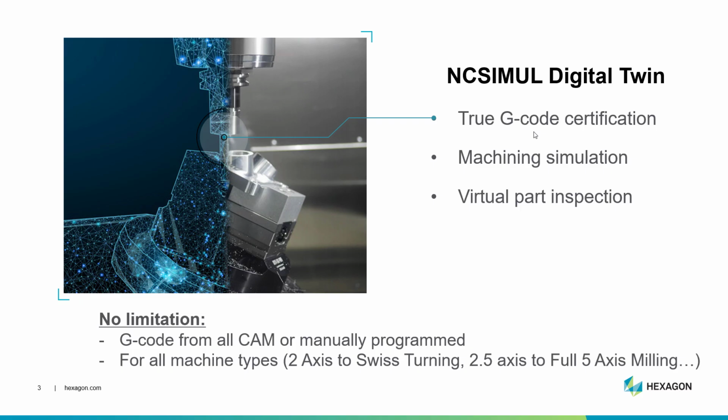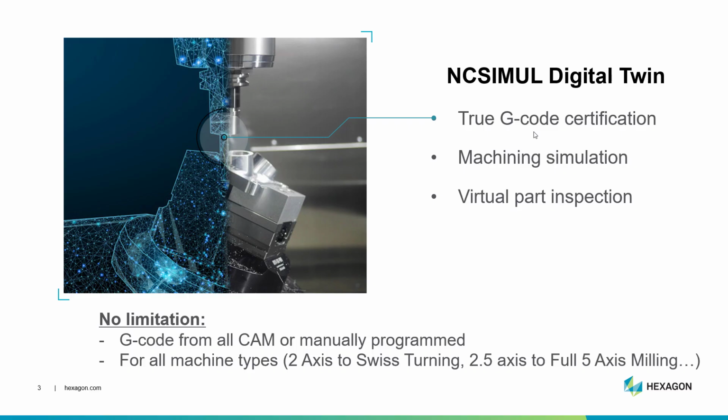So what NC Simul is doing is a true G-code certification, meaning that we're running the true post-process G-code and doing the simulation on that, as well as a virtual part inspection at the very end. And today, there's really no limitation for where that G-code can be coming from. You can manually program it. It can be coming from any of these various CAM systems, and it can be working for any machining type.